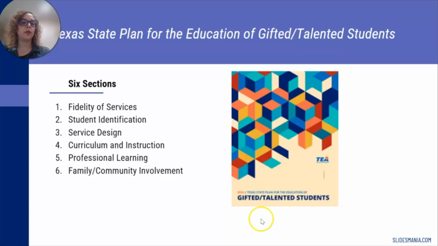Then we receive the scores. We look at their report cards. There is a matrix, and the GT committee meets to analyze all the data and determine whether the student meets the criteria to be a gifted and talented student and be part of our GT program with United ISD. So it does take several months to go through the process.